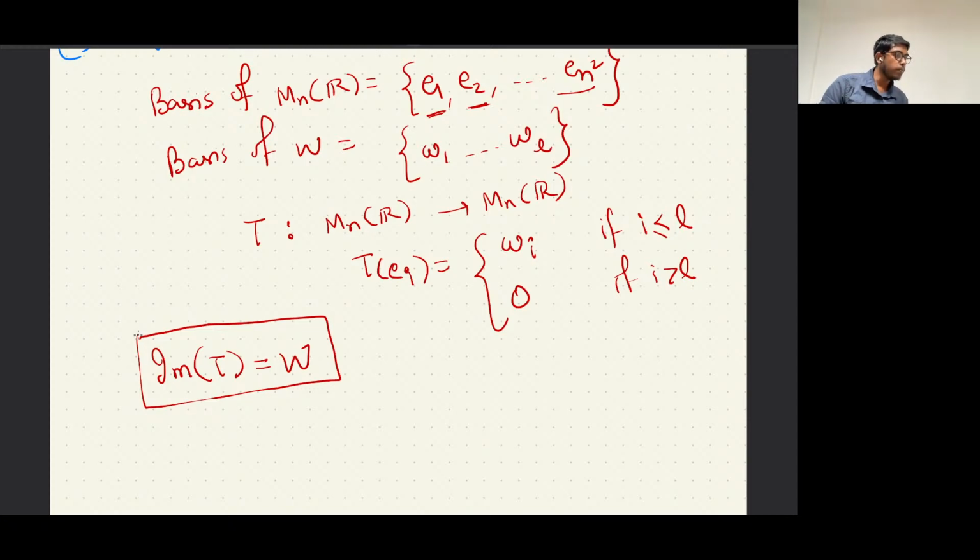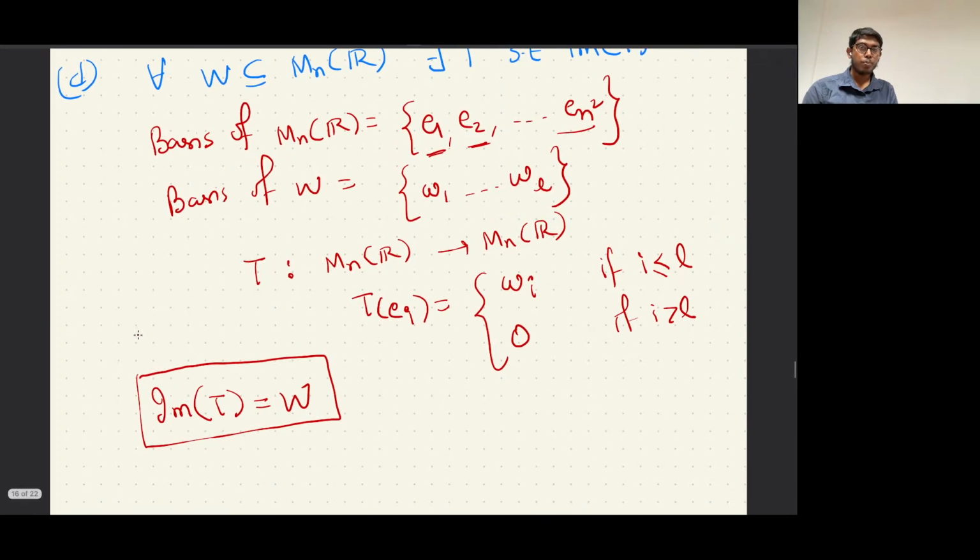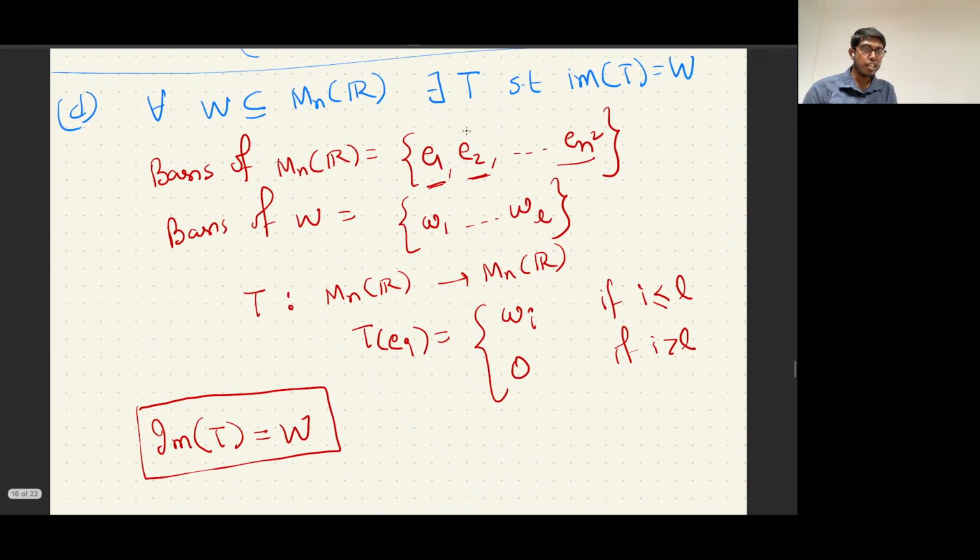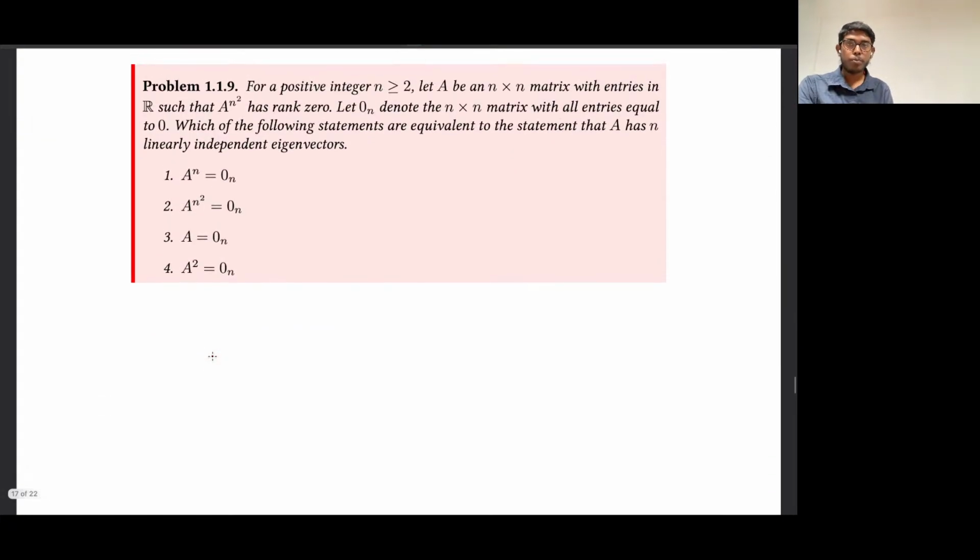Is it clear, Sujata? So the problem was to find a linear transformation T whose image is W. I found a linear transformation T whose image is W, and therefore this option is correct. So Sujata, this is clear. Okay, thank you. So let's proceed to the next problem.